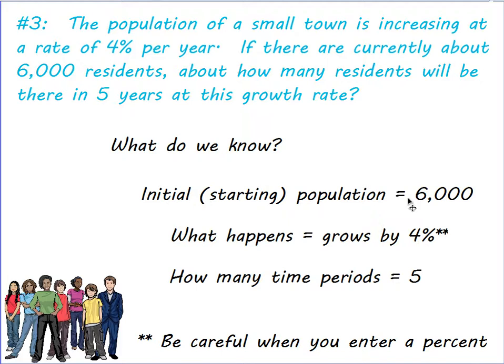Well, we know that we started with a population of 6,000 people. This population is growing by 4%. And 5 periods will have passed when we want to know the population.